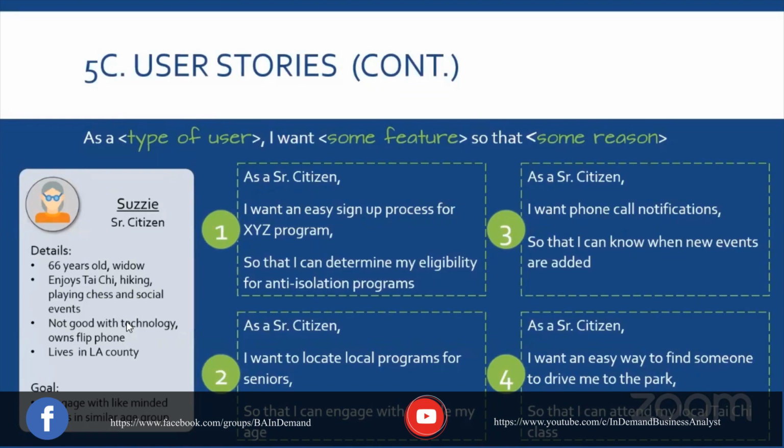Here's another one. So as a senior citizen, I want an easy way to find someone to drive me to the park so I can attend my local Tai Chi classes. So again, we have the type of user, the senior citizen. The feature is an easy way to find someone, right? So we are talking about the matching system. And the reason is so she can attend her local Tai Chi class in the park and whatnot. So again, we have the type of user, a feature, and a reason.